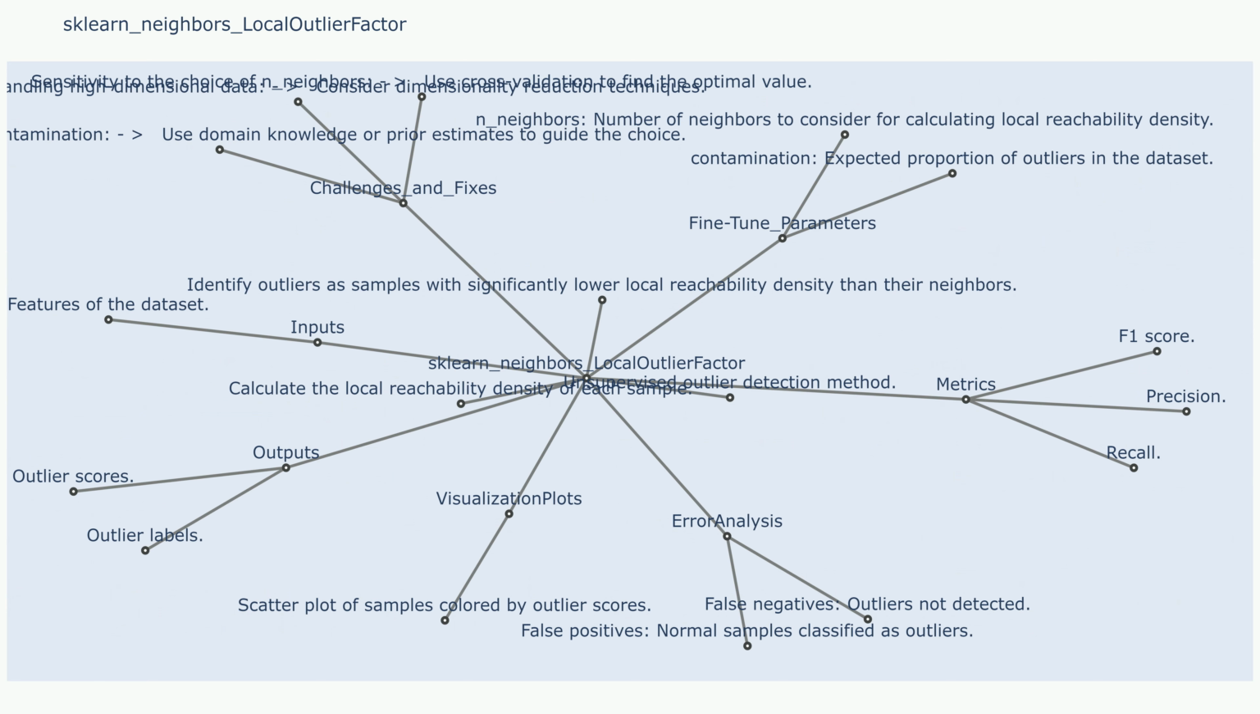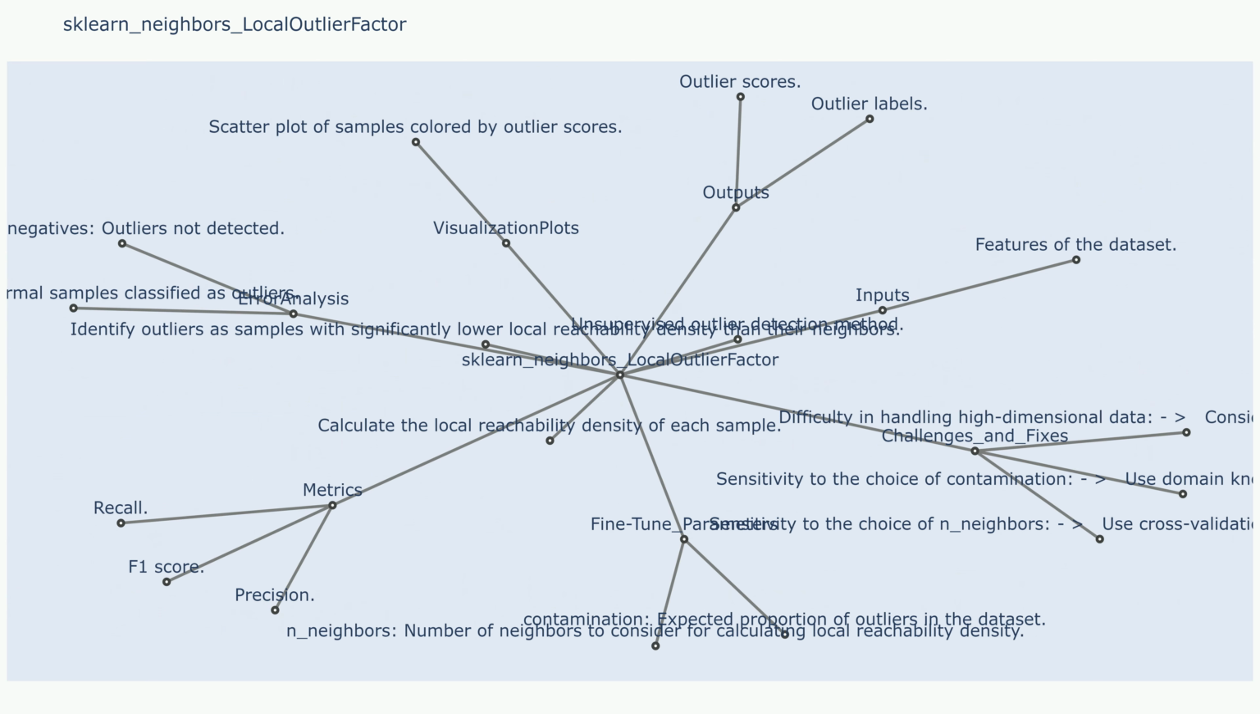Visualization. Plots: scatter plots visualizing the data points with different colors or sizes representing their LOF scores can reveal outliers as data points with distinct visual patterns. Density plots: plotting the distribution of LOF scores helps identify the threshold for separating outliers from inliers.